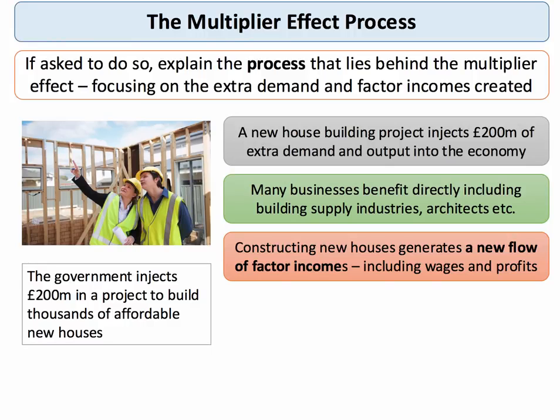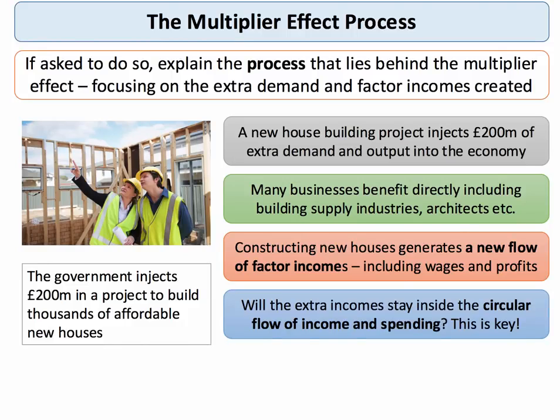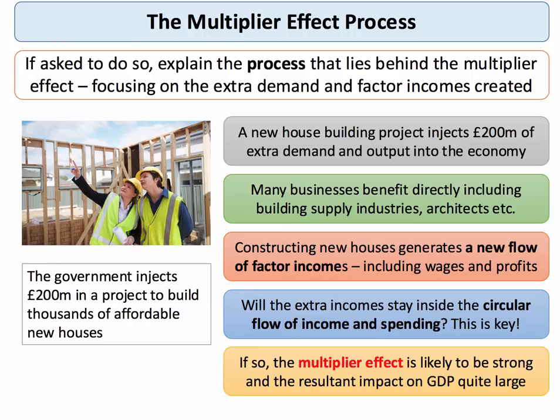That's an important idea. Factor incomes are a flow. So the wages of people working in construction, the profits of the building industries, there'll be some new factor incomes generated. Now, the project is creating some new demand. It's establishing and generating some new output. The key to the multiplier, everybody, is whether the extra incomes then stay within the circular flow of income and spending. For that, you have to think about your circular flow model.